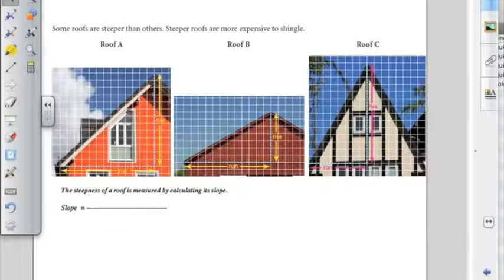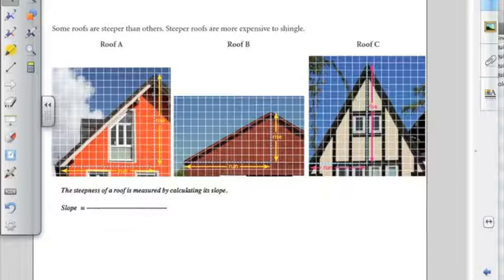Some roofs are steeper than others. Steeper roofs are more expensive to shingle. Okay. So if we look at these three diagrams, and they're taken from your textbook, we've got roof A, roof B, and roof C. Just kind of quickly looking at them, most of us will realize that roof C is a heck of a lot steeper than roof B. And the steepness of a roof is related to something that we call its slope.